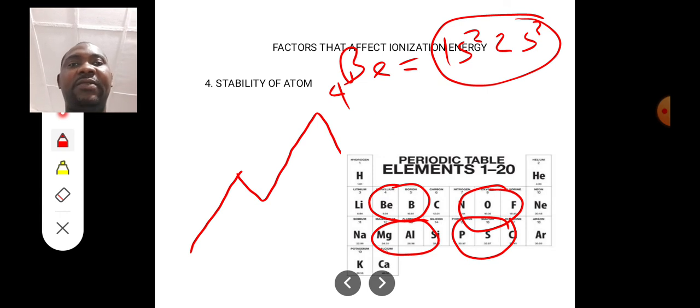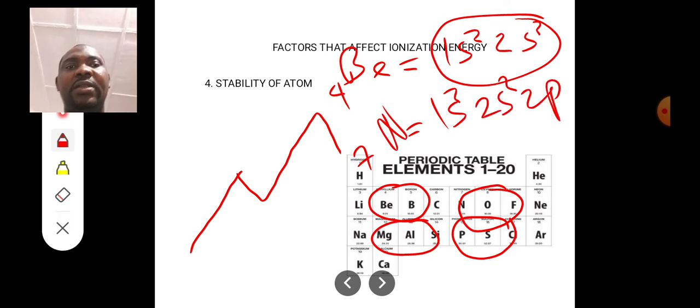Look at nitrogen, for example. Nitrogen is the 7th element. The configuration is 1s2, 2s2, 2p3. p3 is a half-filled orbital. So its configuration is far more stable than that of oxygen.